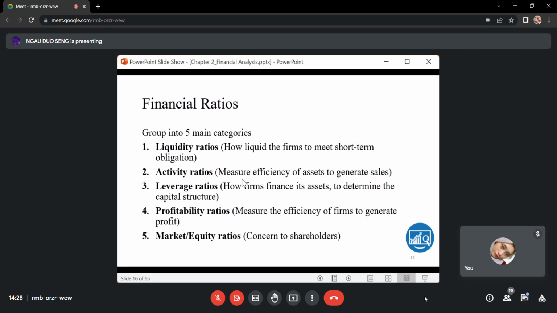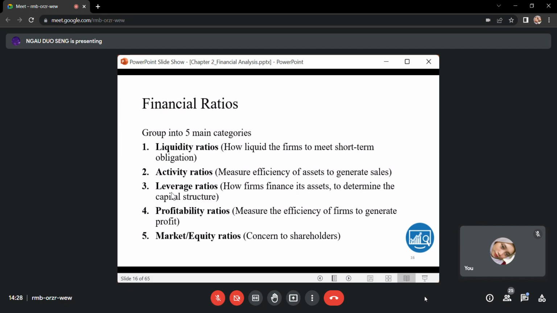So you have to check whether the company dia boleh guna tak asset dia untuk generate sales lah. Alright, so activity ratio, adakah syarikat efficient untuk guna mesin ke, kereta ke, van ke, right, untuk menghasilkan jualan.